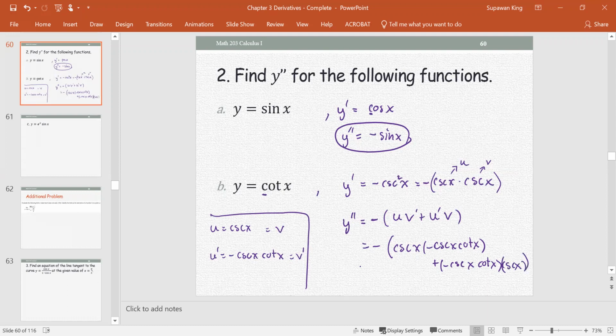As you notice, u and v are the same. U prime and v prime are the same. So we have twice the terms here. Therefore, we have negative becomes positive, and twice the product of the cosecant x, which is cosecant squared, multiplied by the cotangent x.